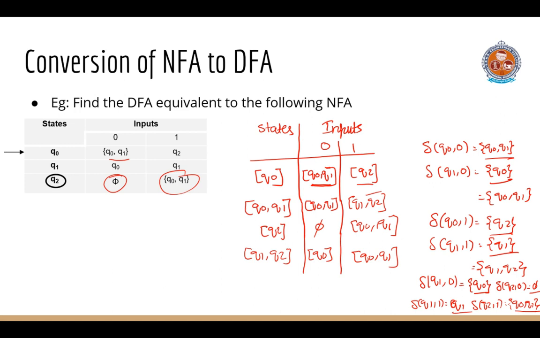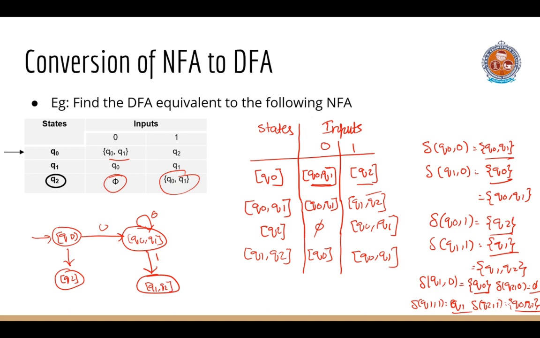Now we can construct the DFA. The initial state is Q0. By applying 0, it goes to a state called {Q0, Q1}. By applying 1, it goes to a state called Q2. We come to the next state {Q0, Q1}. By applying 0, it goes to the same state {Q0, Q1}, and applying 1, it goes to a state called {Q1, Q2}.